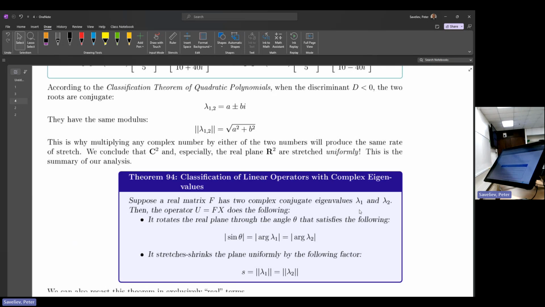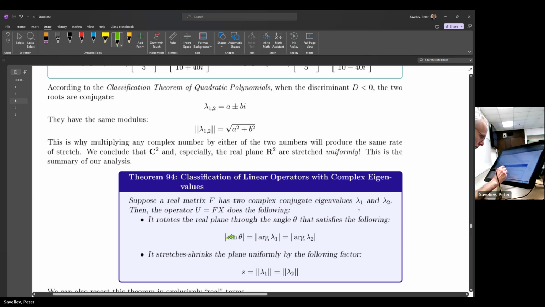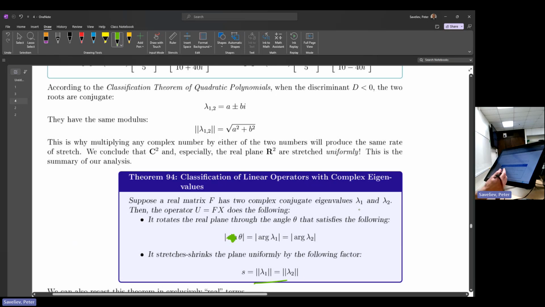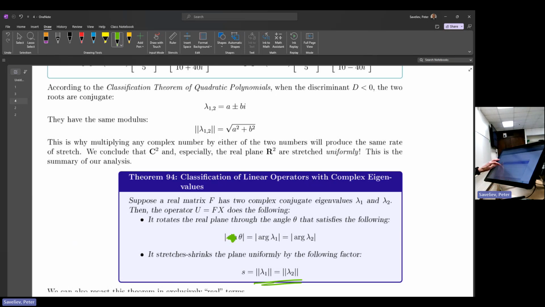I don't think I did it right. Why is it sine here? The argument is the angle, okay? So the argument is the same because they're complex conjugates, and the absolute values are the same because they're complex conjugates, and it stretches or shrinks by the magnitude, by the modulus. So that's the modulus of those two complex numbers, which happens to be one. So that's the classification in case number 3 of the cases that we have considered.